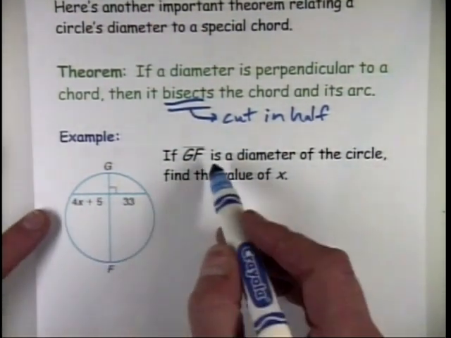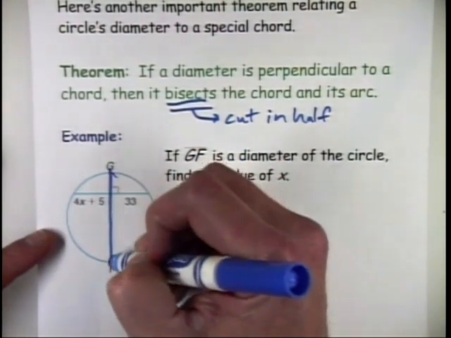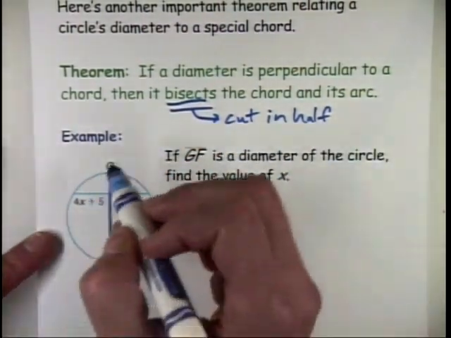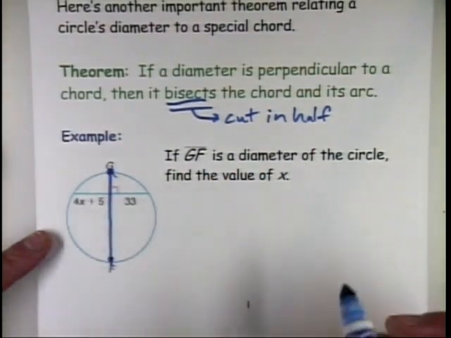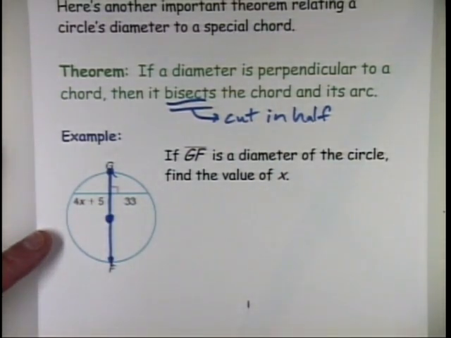In this circle, if we know that segment GF, which spans from here to here, is a diameter. Now, a diameter is a chord, but this is a special chord because we know if it's a diameter, it passes through the center, which is very important.